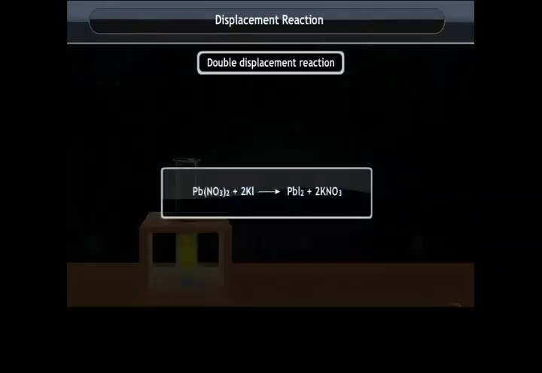The 2 compounds, lead nitrate and potassium iodide, react by exchanging their ions to form new compounds, lead iodide and potassium nitrate.